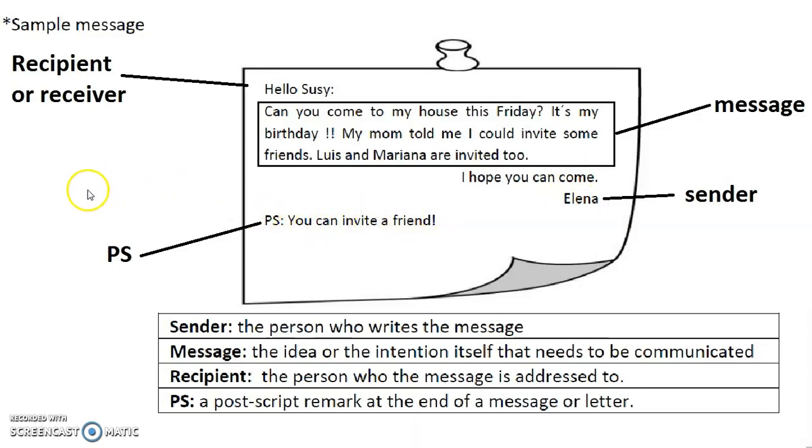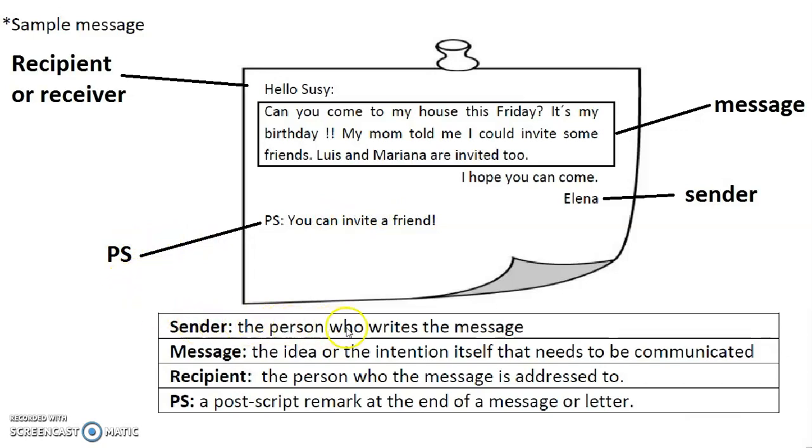Now, what we have here is another way to call the parts of the message. The first one, here, recipient or receiver. Now, all that I have here in a big square, in a box, is the message. At the end, in the closing, we have a name. Elena. She's the sender. And we also have a PS, postscript. Okay? Now what are the meanings of these words?